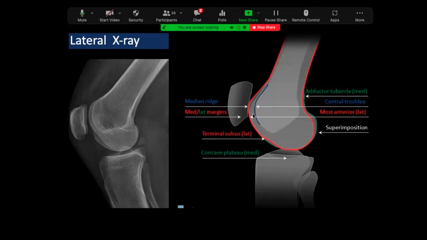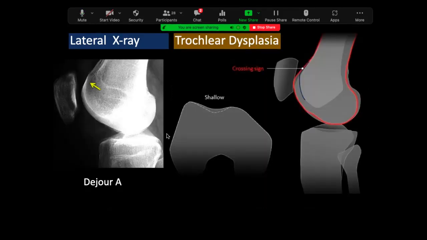You can see here, this blue line is the trochlear line, and this red line is the condylar line, the anterior femoral cortical line. Now, see here, this is trochlear dysplasia Dejour type A, where the trochlea is shallow, and there is a crossing sign. This condylar line and this trochlear line cross over here. See here, this point is known as the crossing sign. So this is Dejour type A.